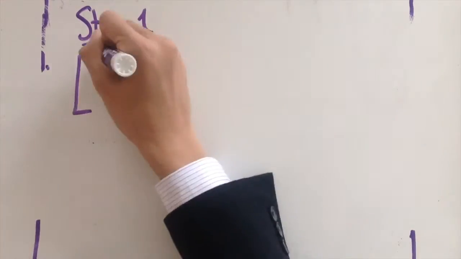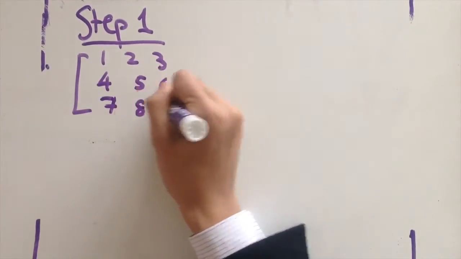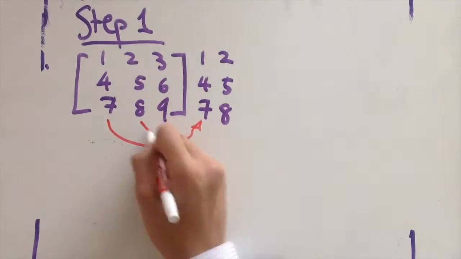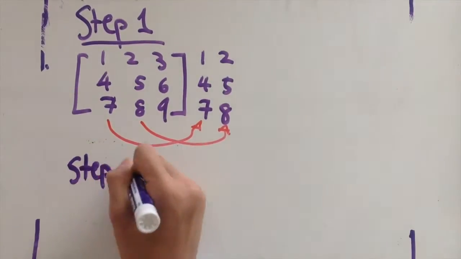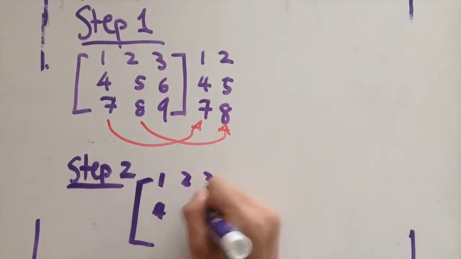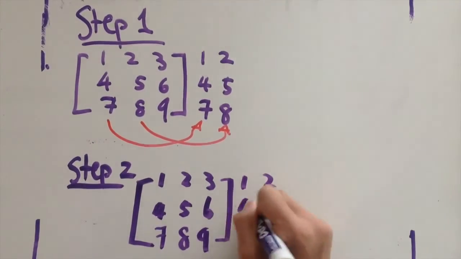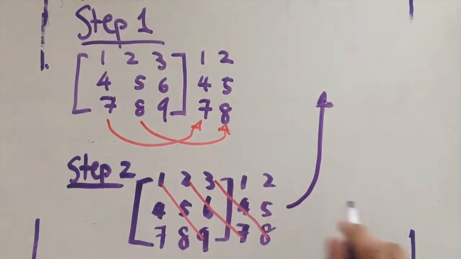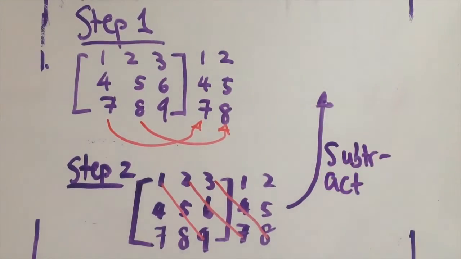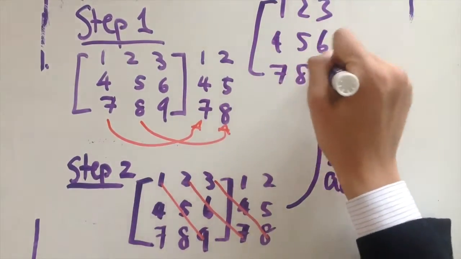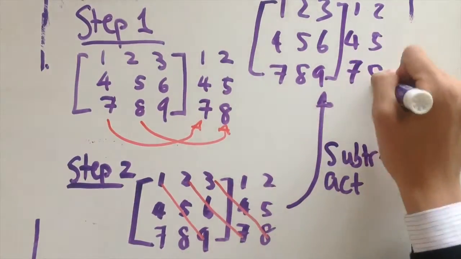Moving on to third order determinants, it is divided into two steps. Step 1, you move the first two columns of the matrix to the right. Then, as shown below in step 2, you multiply the diagonals of each line to the right. Then you repeat step 1 and step 2, but in a different direction.